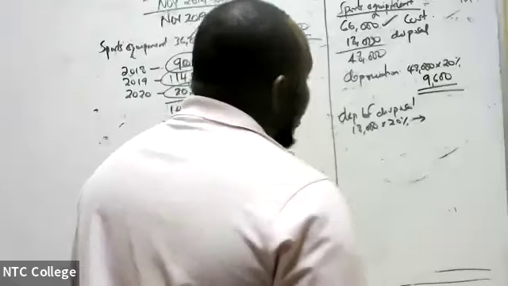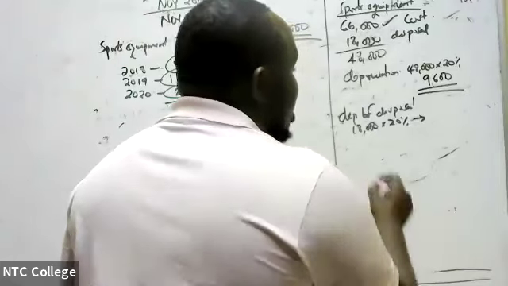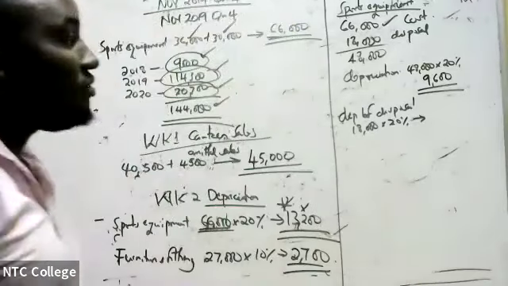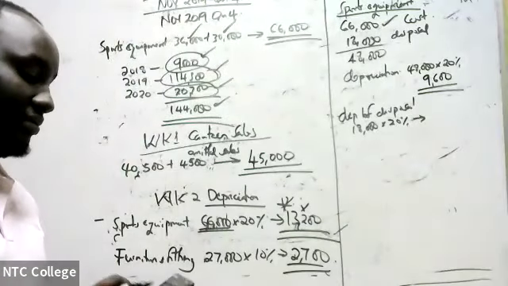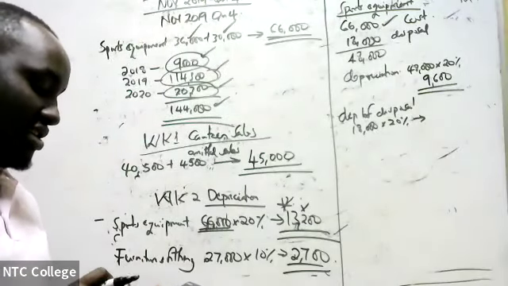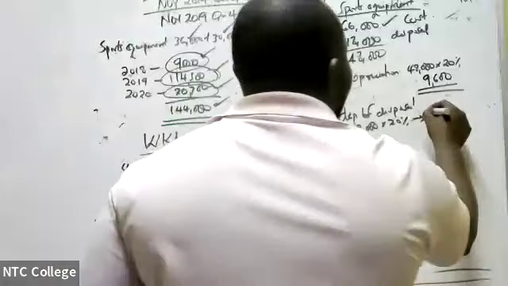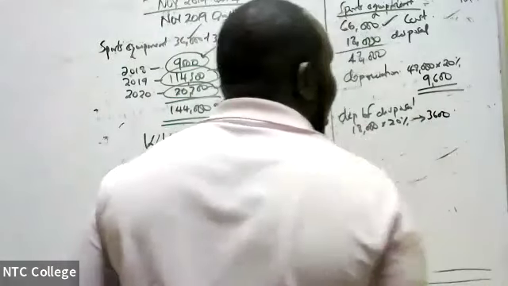$3,600. How much? 20% of 18,000. 3,600. There is someone cheating me here and I have refused. How come 2,800? 3,600. That's 600. So that is the first year.